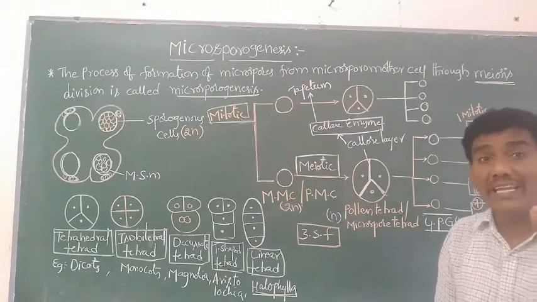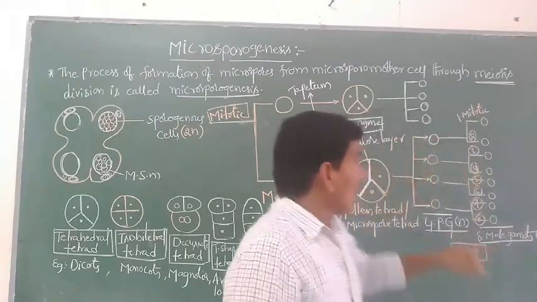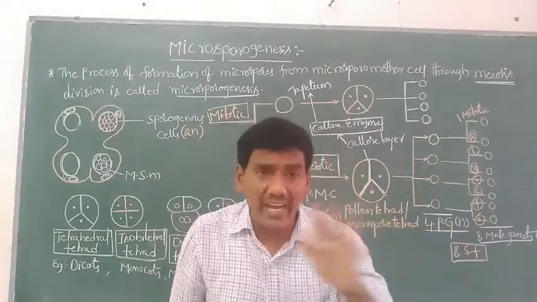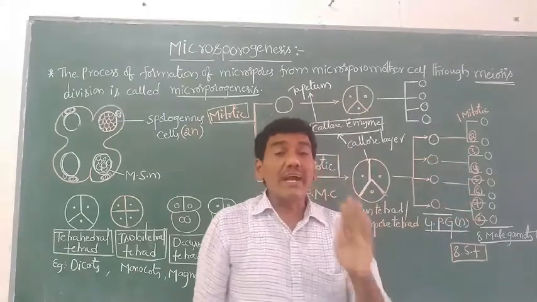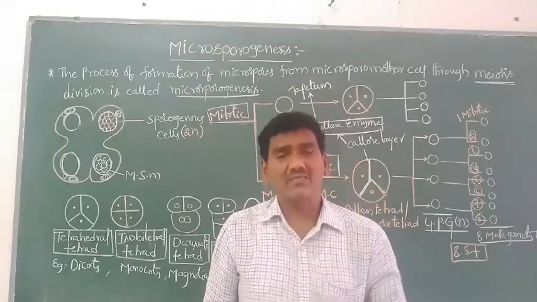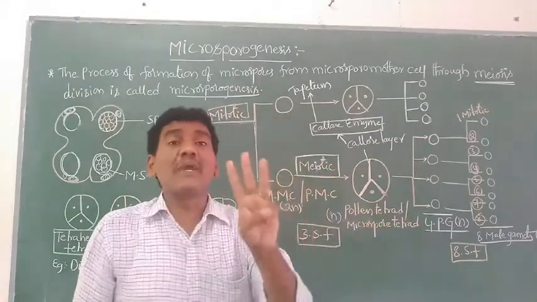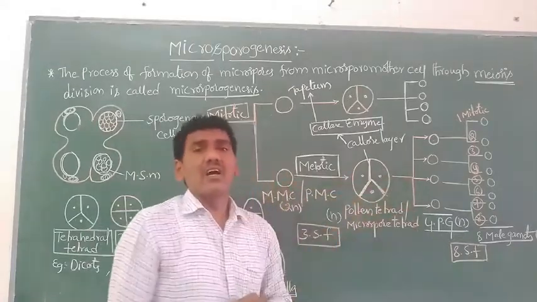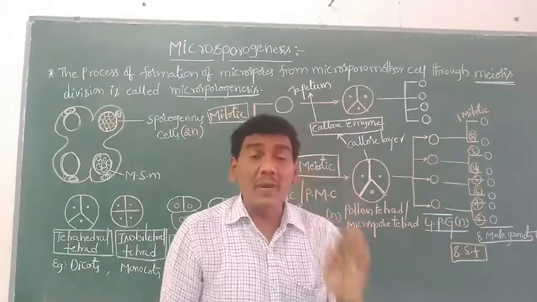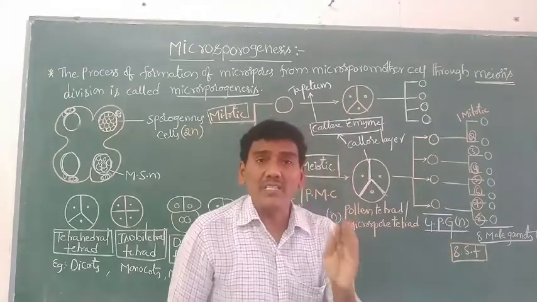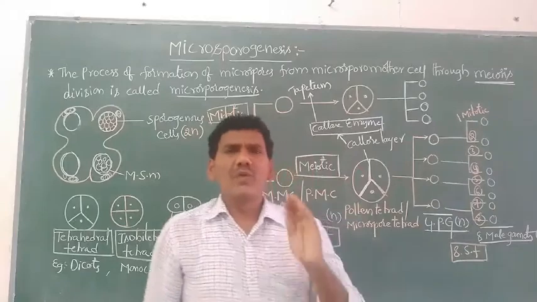The ploidy of the male gamete is haploid. For the formation of the eight male gametes, how many mitotic divisions are required? Eight mitotic divisions: 1, 2, 3, 4, 5, 6, 7, 8. For the formation of the four pollen grains, how many meiotic divisions are involved? One. For the formation of the eight male gametes, how many mitotic divisions are involved? Eight mitotic divisions. This is a very important concept.